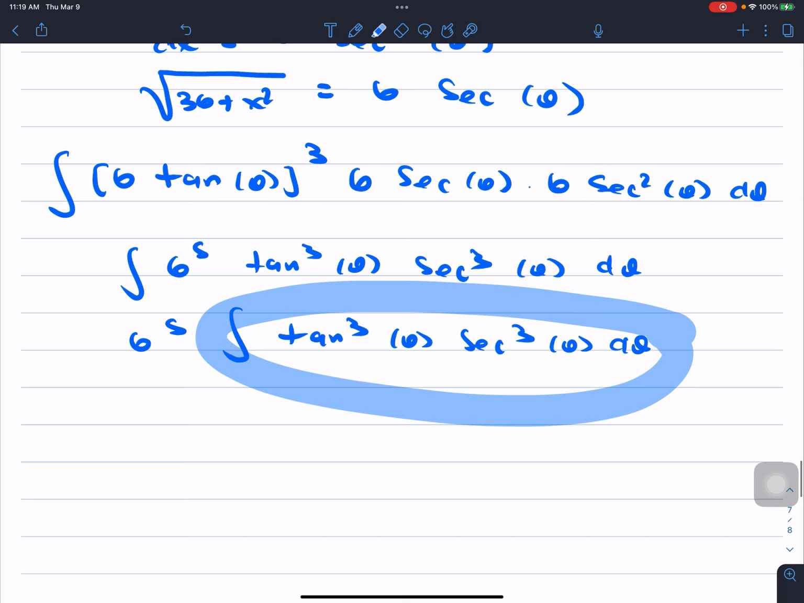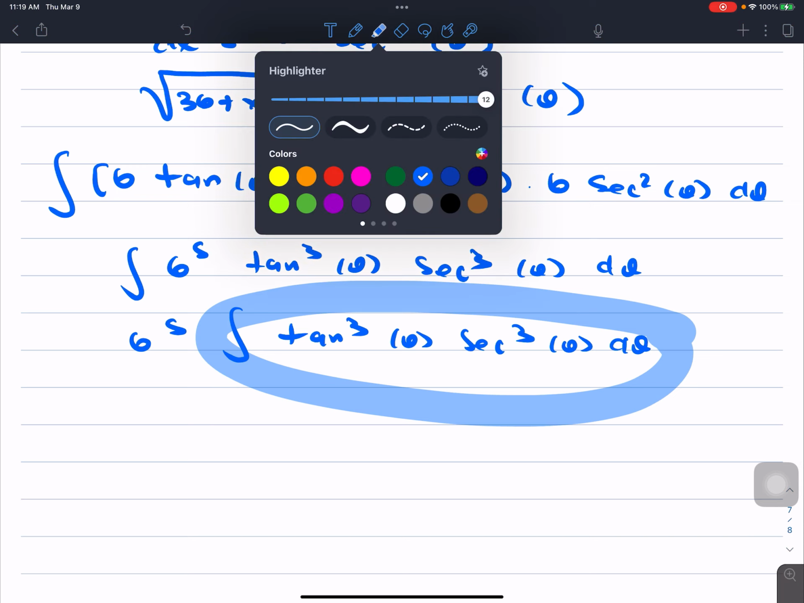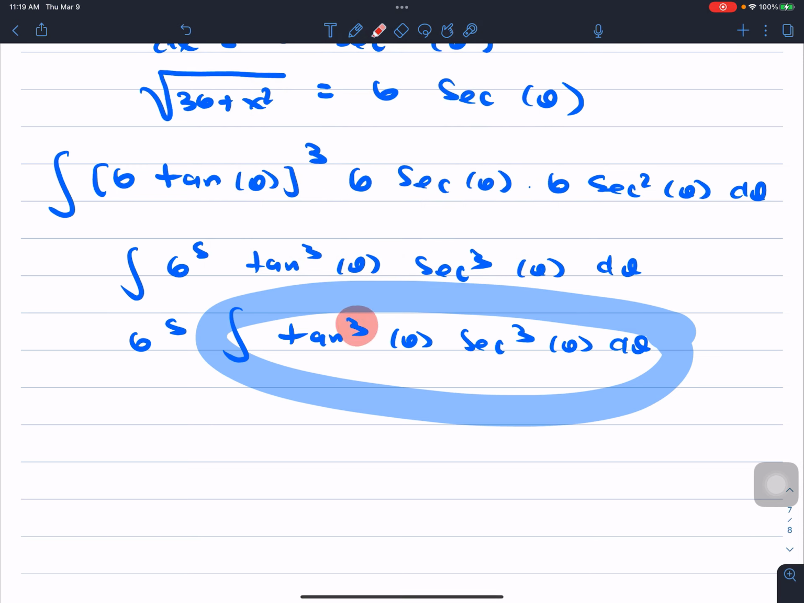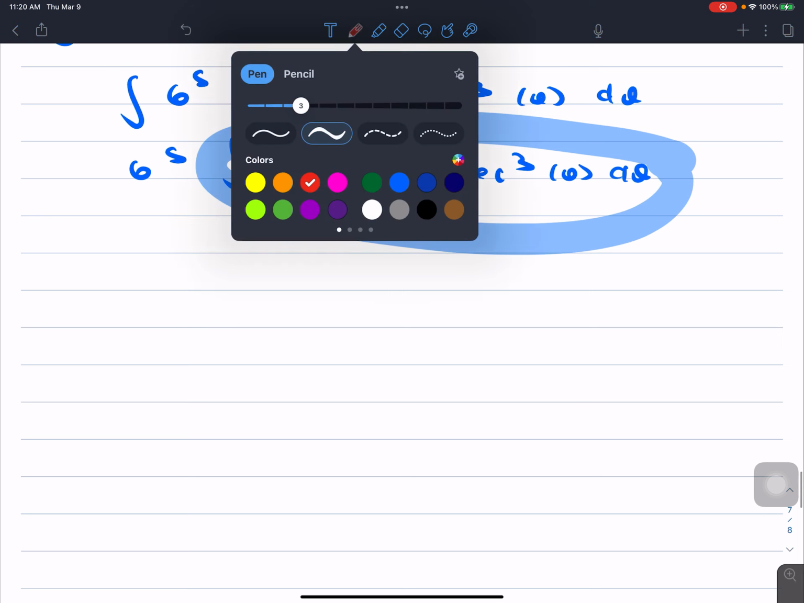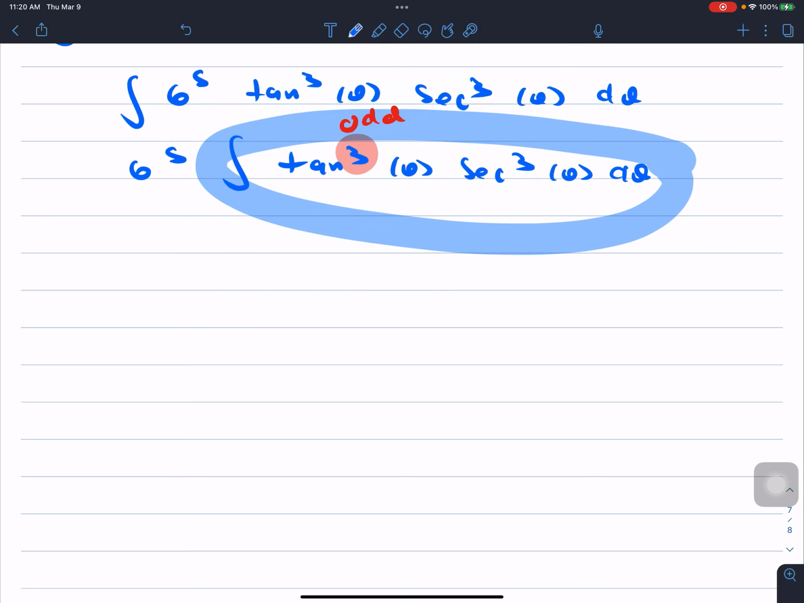Anybody know how you integrate this? Odd power for tangent. Thank you so much. This is why I say the homework on trig integrals is so vital. Without it, you can't continue. You guys see what I'm saying? You're done. So use the odd power. Okay, what did you do there for the odd power? You guys remember the procedure? Odd power.